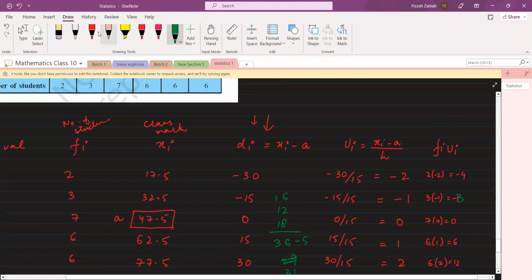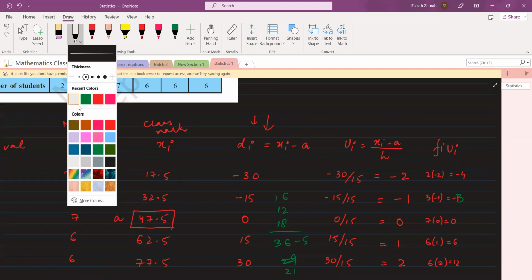Arshia, are you here? Arshia, can I hear you? And what method is step deviation method? Right? Yeah, this one is step deviation method.